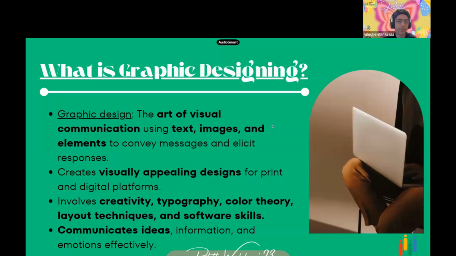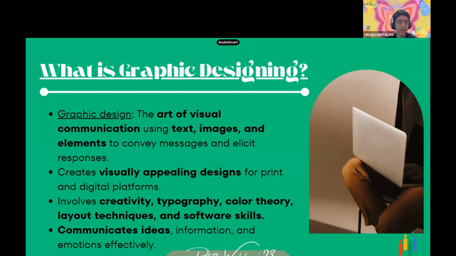So in simple terms, graphic designing is the art of visual communication. It's a form of communication in which you use your eyes to receive a message or a response. In technical terms, graphic designing is the art of visual communication using text, images, and elements to convey messages and elicit responses. This definition is similar to what most of you have written in the collaboration board. So good job, everyone, if you know what graphic designing is.